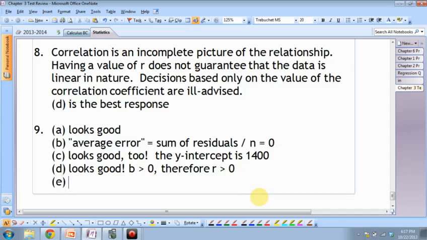E: Best response. All of the above. Look, all of the above was actually the correct answer.